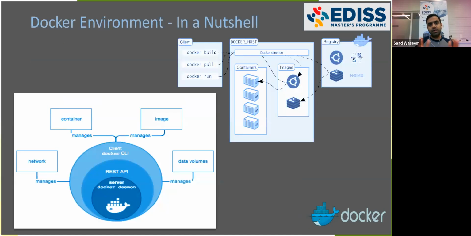This is how a Docker environment looks like in a nutshell: the client is basically building the images. Sometimes it pulls the images from Docker Hub and then runs them. When the image starts running, it becomes a container. It could be one container or multiple containers of the same image when it comes to scalability of the solution. And the images will be coming from the registry. It could be Docker Hub or any other registry that you would like to use.